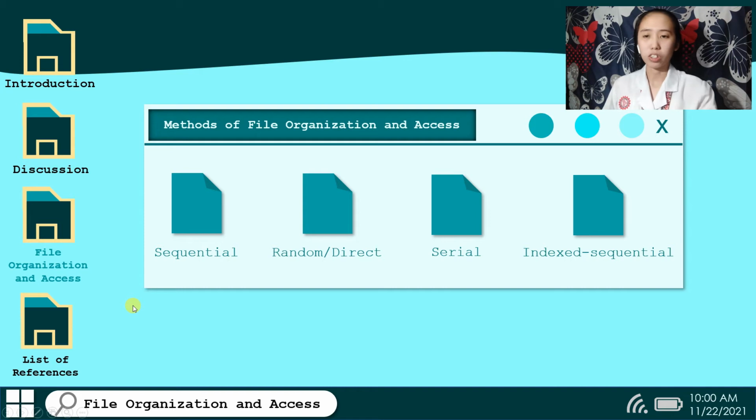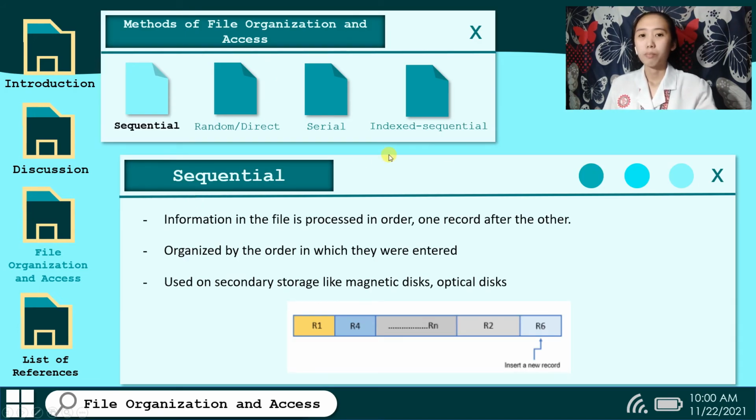There are four methods of how the OS organizes and accesses files on storage media. I'll just explain each briefly. Methods of file organization and access. The first is sequential. Information in the file is stored in order, one record after the other, organized by the order in which they were entered, used on secondary storages like magnetic disks and optical disks.